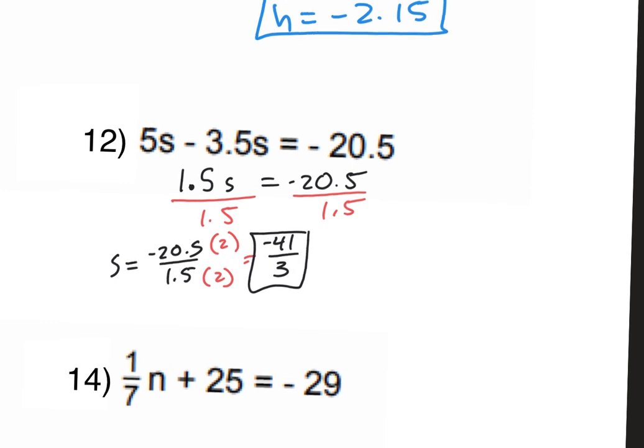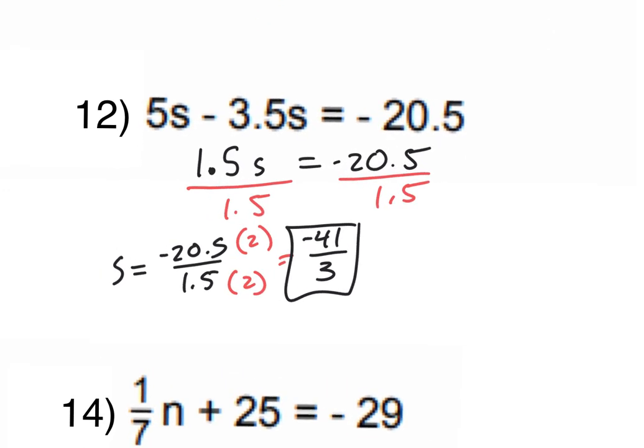And then on number 12, very similar to number 11, we do have some like terms. You get 1.5s, so then you have to divide both sides by 1.5, and then we have this weird fraction, like decimals inside a fraction. We don't want that, so we know this is really just like saying 1/2 or 1/2. So we're gonna multiply top and bottom by 2.